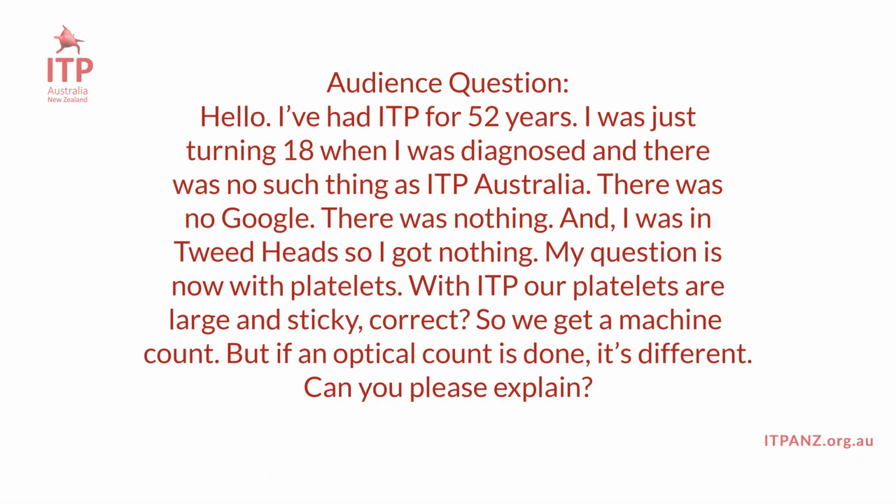Hello, I've had ITP for 52 years. I was just turning 18 when I was diagnosed, and there was no such thing as ITP Australia. There was no Google, there was nothing. And I was in Tweed Heads, so I got nothing. My question is now, with ITP, our platelets are large and sticky, correct? So we get a machine count. But if an optical count is done, it's different. Can you please explain that, somebody?